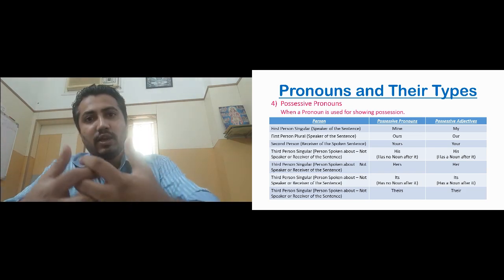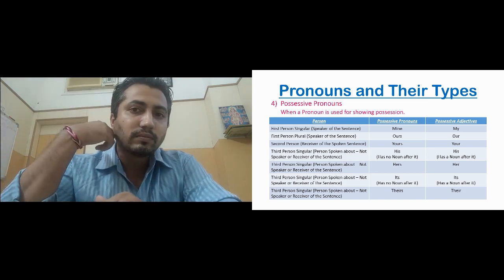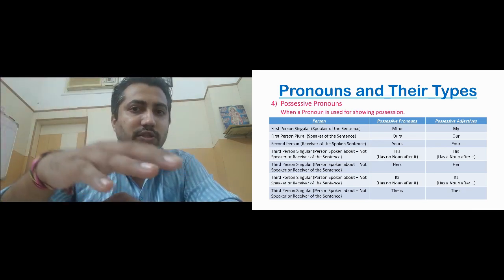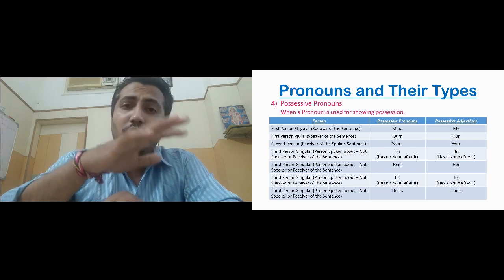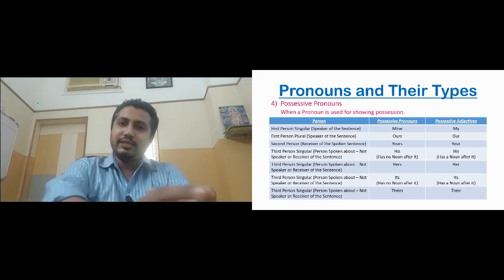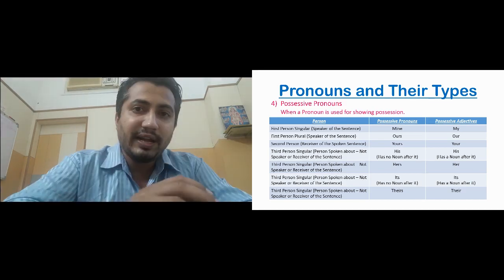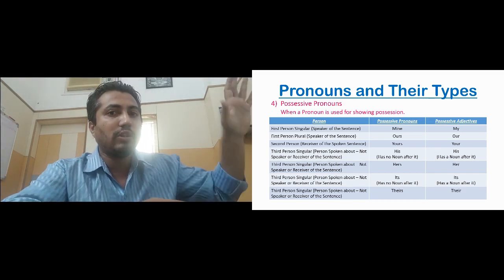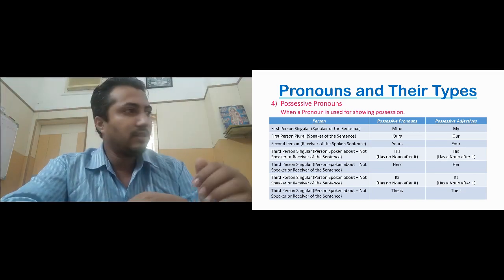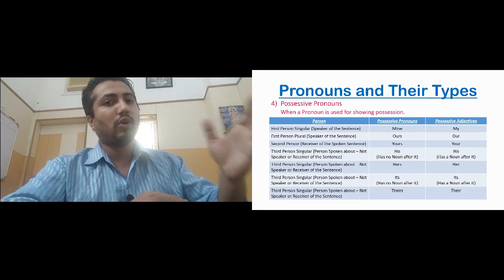Here pronouns are there which are showing possession, but like we discussed in the previous part, along with demonstrative pronoun we studied demonstrative adjective, along with interrogative pronoun we studied interrogative adjective. Here also, along with possessive pronouns, we will also be studying possessive adjectives. It is very simple and easy to understand. Here also we have a table, and in the first column of the table we have all the persons. In the previous part, while explaining personal pronouns, I had explained all the persons. The same persons are here also.